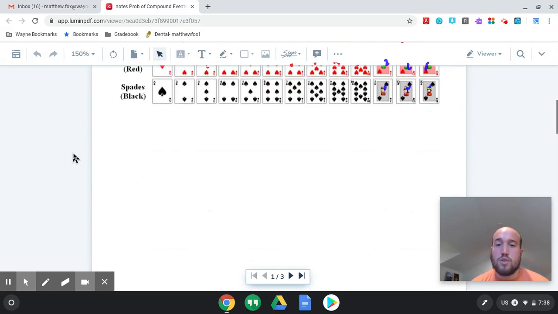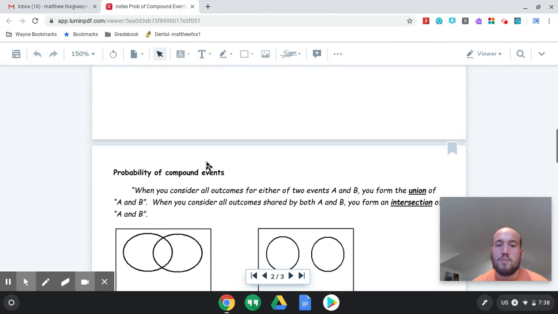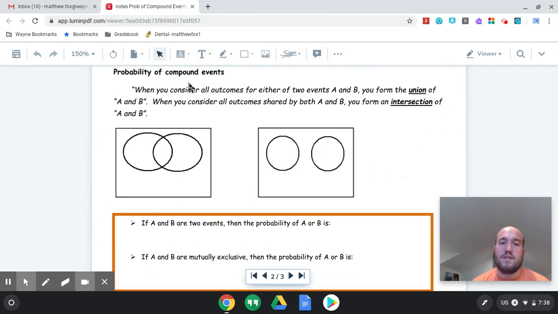Now, today we're going to talk about something called the probability of compound events. If you look right here, the word compound. Several of you probably know a compound word is a word made up of 2 different words put together. So a compound event is when there are multiple events happening.